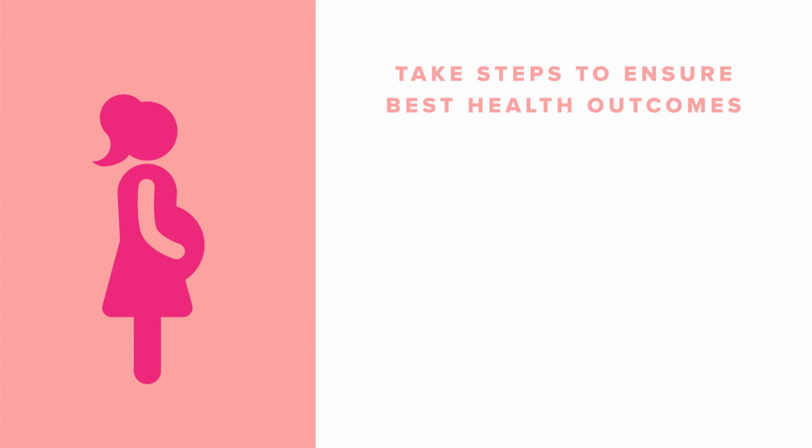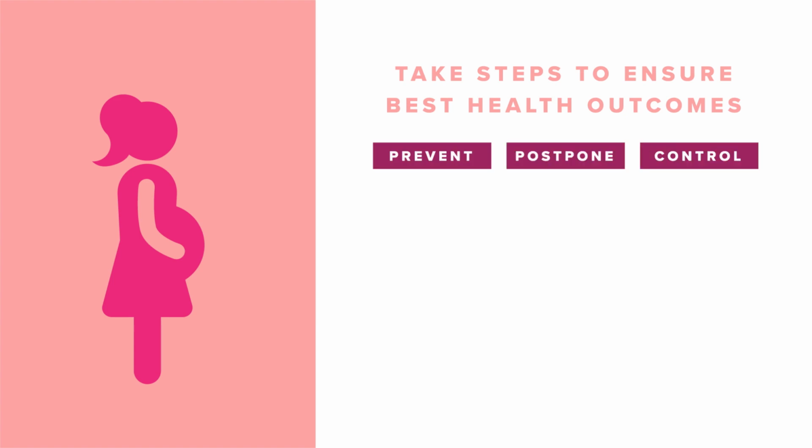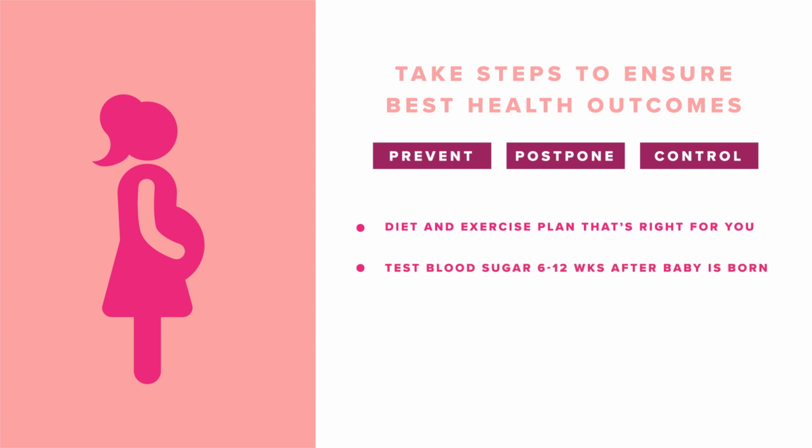Your doctor can help you prevent, postpone, or control gestational diabetes with a diet and exercise plan that's right for you. If you do develop diabetes during pregnancy, your doctor will test your blood sugar 6 to 12 weeks after your baby is born and continue to check it every year.